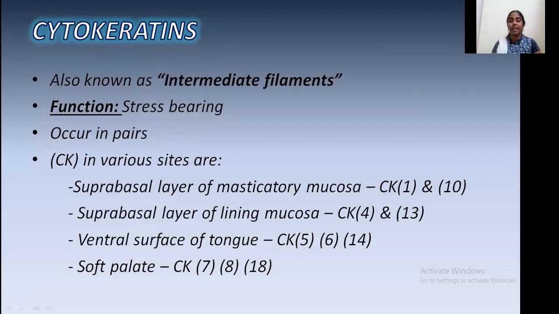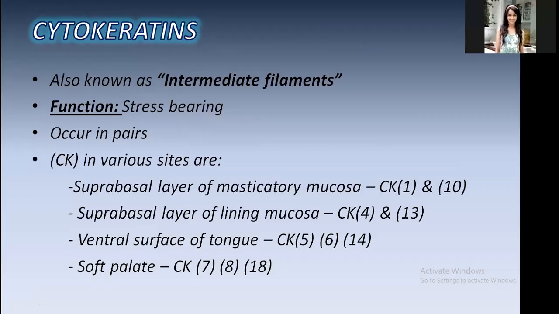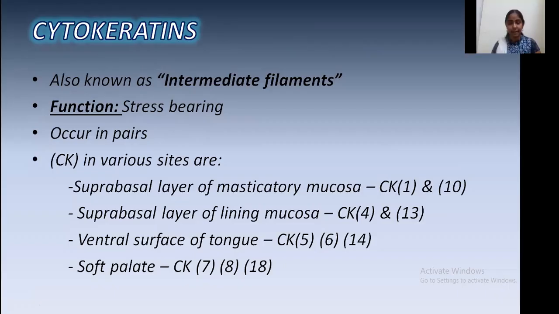Cytokeratins. Cytokeratins are also known as intermediate filaments. Their function is stress bearing. Cytokeratins always occur in pairs. CK1 and 10 are found in the suprabasal layer. Please make a note of this. It is a one-word question. Cytokeratin 4 and 13 are found in the suprabasal layer of the lining mucosa.